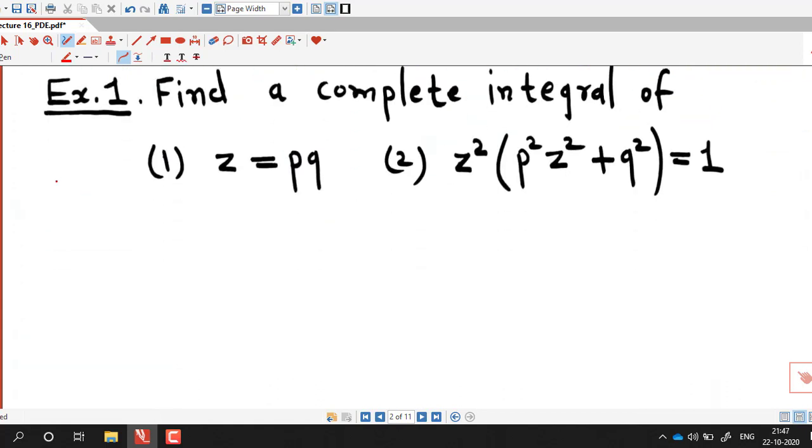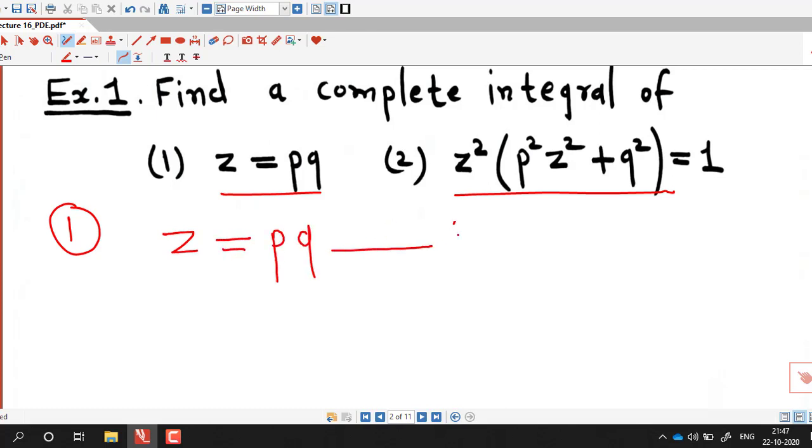Find the complete integral of z equal to p into q, and of course this is also... we will discuss both the equations one by one. Suppose we give this number 1, so you can see this equation contains only p, q and z, so it is in standard form 2.